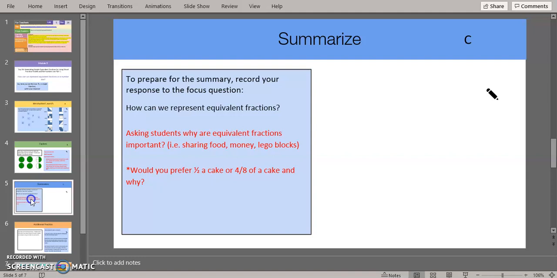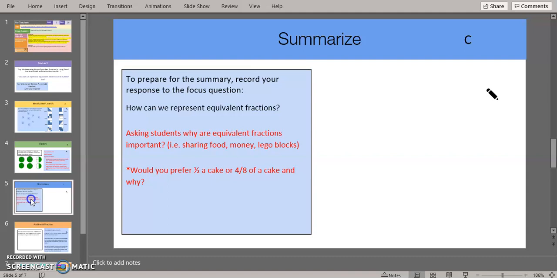In addition, students may be familiar with Lego blocks. They might need a certain block, but they might not have it, so using 2 equivalent blocks can help them in their Lego construction. Another question to consider is, would you prefer half a cake or 4/8 of a cake, and why?